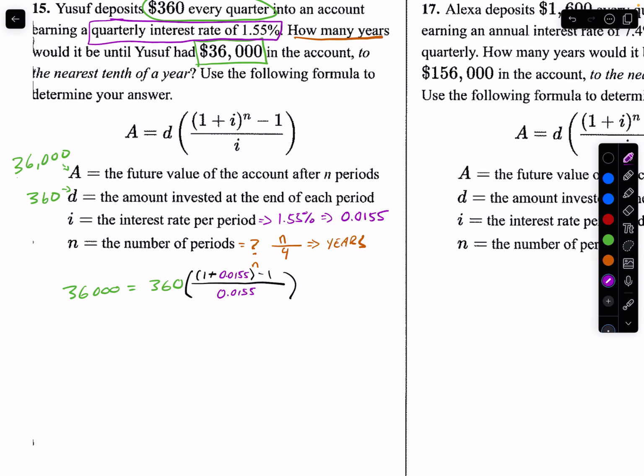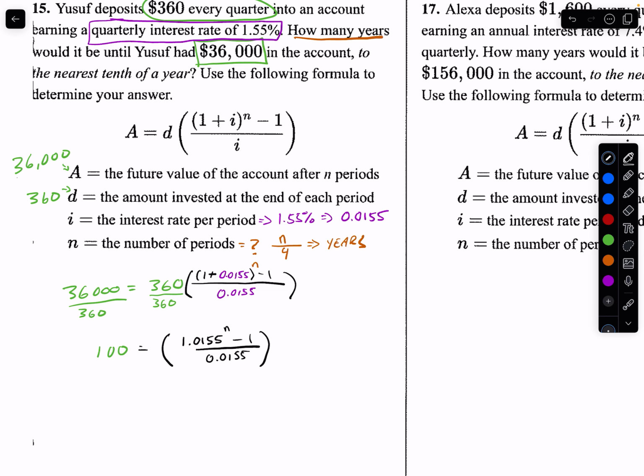The first thing that I'm going to do here is divide. I want to move this stuff around, so let's get rid of this and move that over here. Divide by 360. So if I take $36,000, divide by 360, I'm going to get a value of 100. Nice and easy. Equals, now I have this mess here, so I'm just going to write 1.0155 raised to the n minus 1 divided by 0.0155.